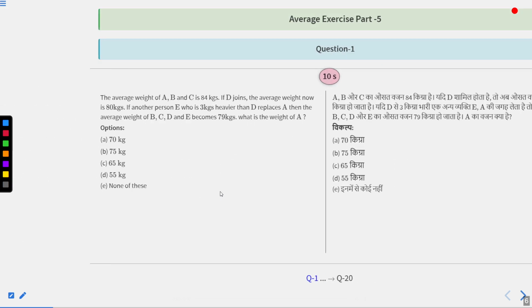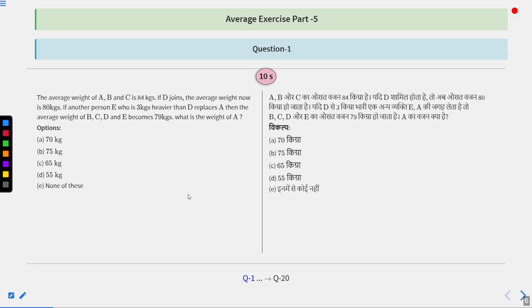Clear? Now first question is, the average weight of A, B and C is 84 kg. If D joins, the average weight now is 80 kg. If another person E, who is 3 kg heavier than D, replaces A, then the average weight of B, C, D and E becomes 79. What is the weight of A? You have 5 options and 10 seconds to analyze the question. Your time starts now.